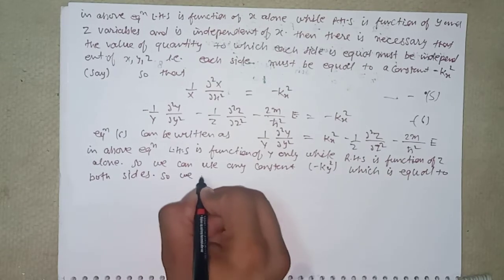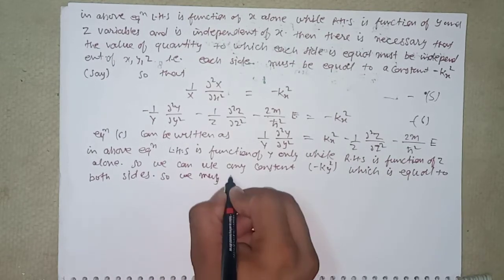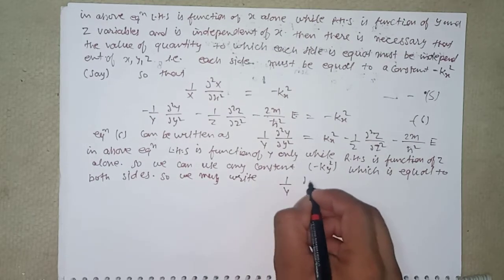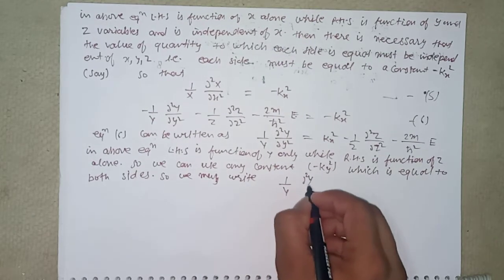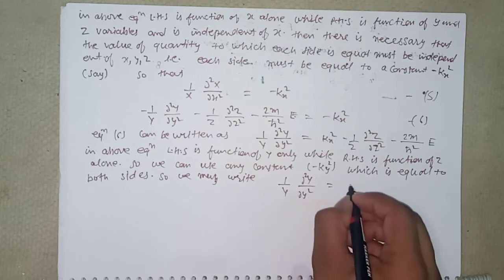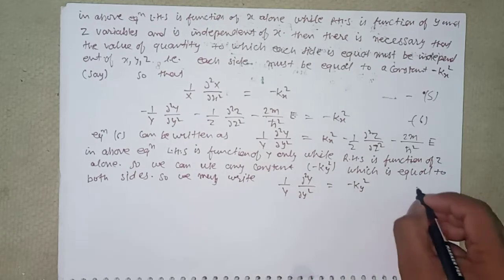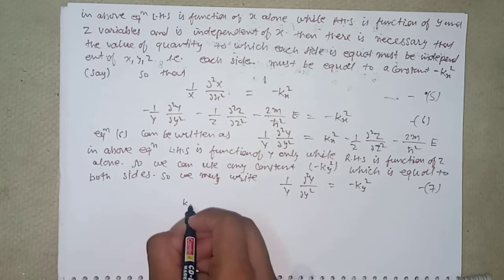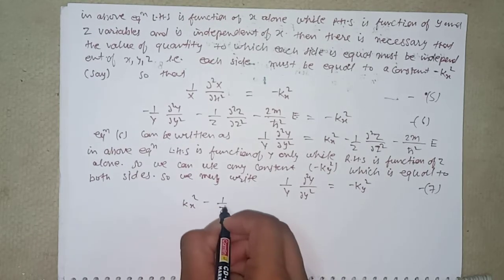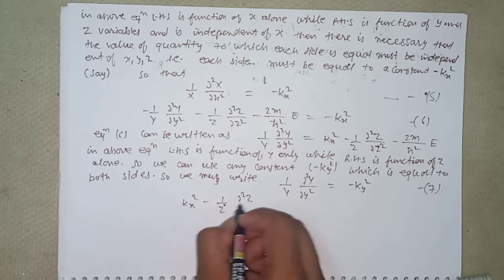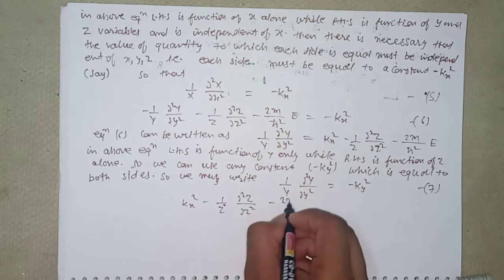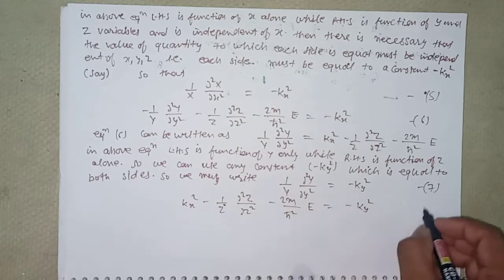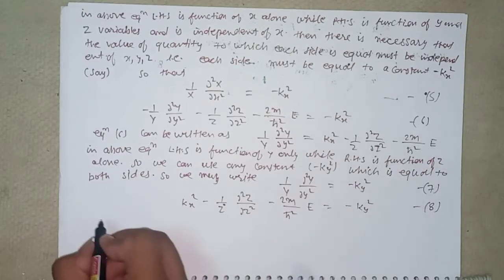So we may write 1 by y del 2y over del y square is equal to minus ky square, equation number 7, and kx square minus 1 by z del 2z over del z square minus 2m over h cut square e is equal to minus ky square, equation number 8.